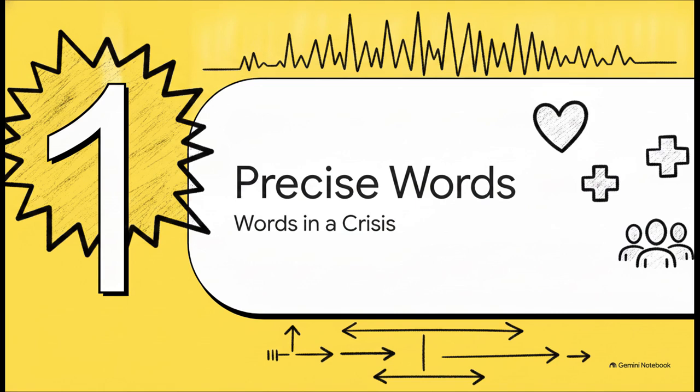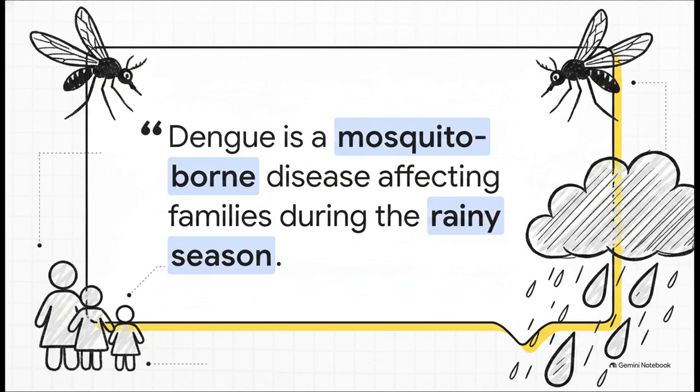Section 1. The power of precise words, and why words actually matter in a crisis. You know, when a community's health is literally on the line, clear communication isn't just a nice to have, it is absolutely critical. Listen to this excerpt from a community text called Keeping the Barangays Safe from Dengue. It says, "Dengue is a mosquito-borne disease that can affect families in the community, especially during the rainy season." It's a super simple but really urgent hook. It immediately hits you with what the threat is, who is at risk, and when that risk peaks. It sets the stakes right out of the gate.